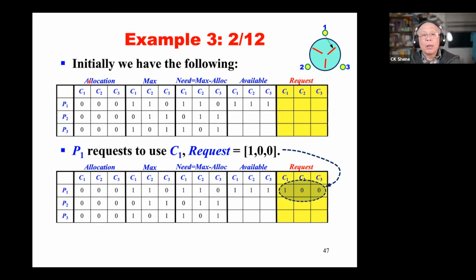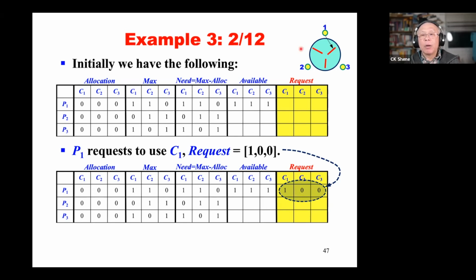Because no chopsticks has been allocated to any philosopher, therefore, need is equal to max. The current available would be 3 chopsticks. And here is the situation. So now P1 makes a request to use C1. So P1's request would be 100 here.